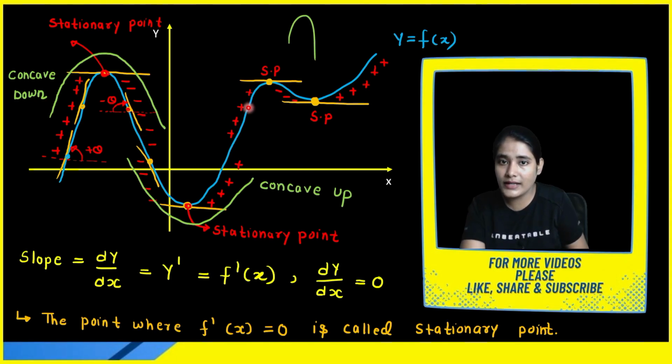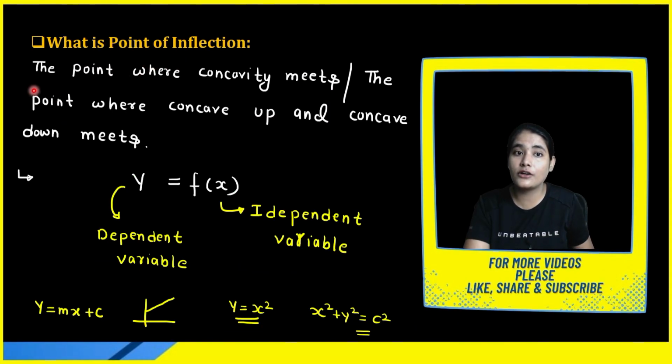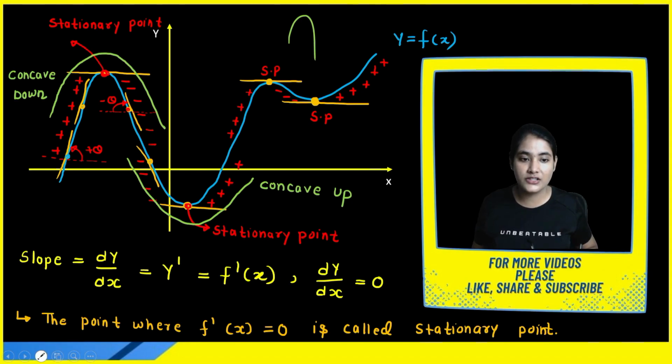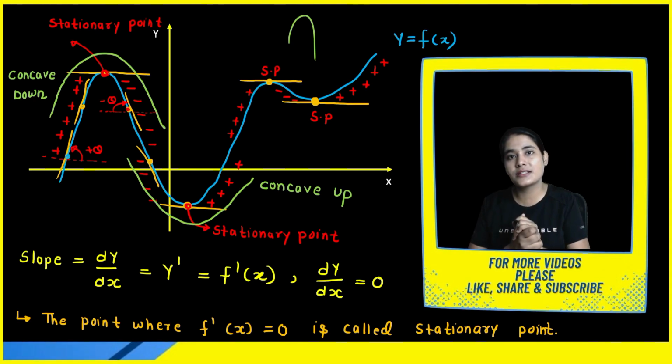Again, when you observe here, you will get concave down, then you will get concave up. So somewhere here also you are going to get a point of concavity change. Here you are getting concave up, then here you are getting concave down. So somewhere here also you are going to get a concavity change. And what is the definition of point of inflection? The point where concavity changes, or the point where concave up and concave down meet, is known as the point of inflection. So can we find the point of inflection? Yes, with the help of graphical representation, at least at this time we can find the point of inflection.